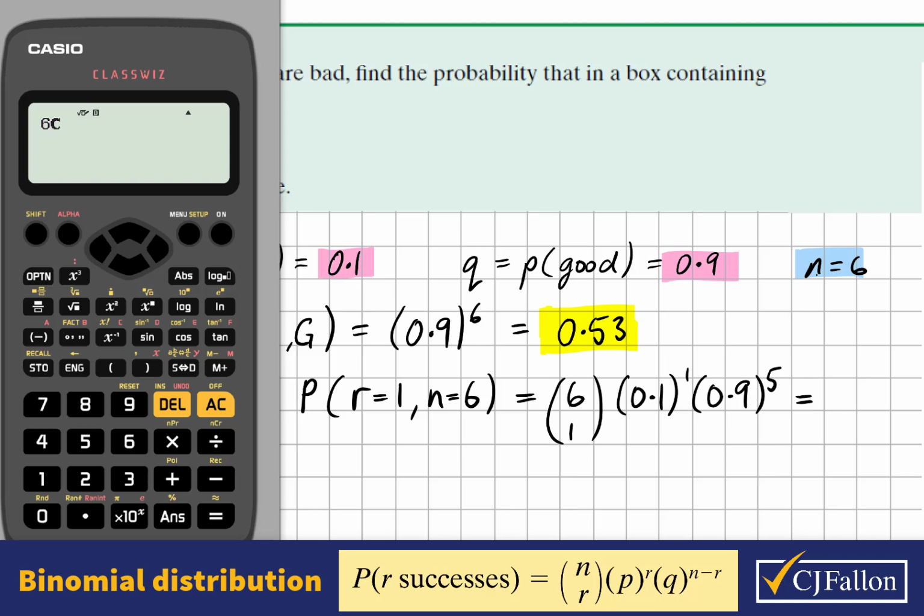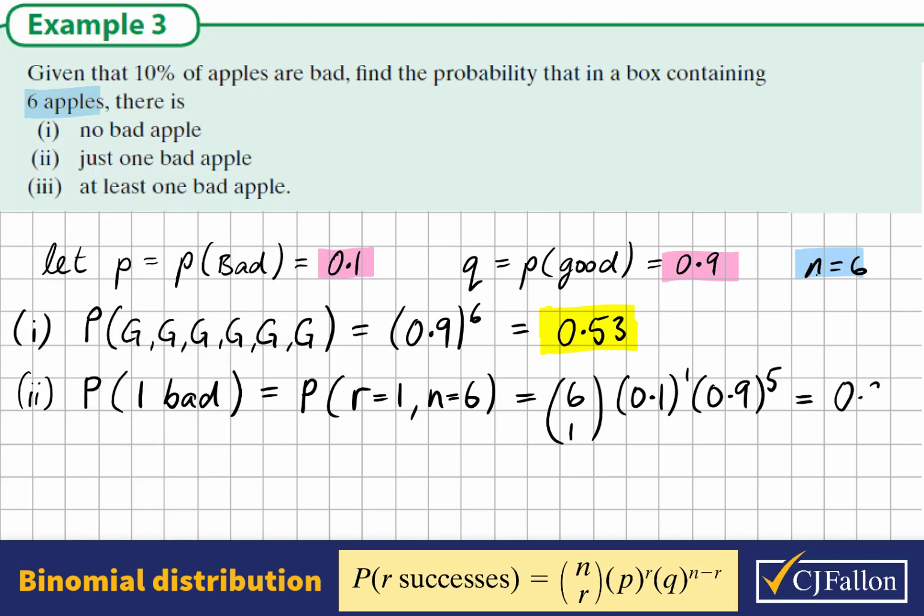So we evaluate this using our calculator then. 6C1 multiplied by 0.1 multiplied by 0.9 to the power of 5. And this is approximately 35% or 0.35 to 2 decimal places.